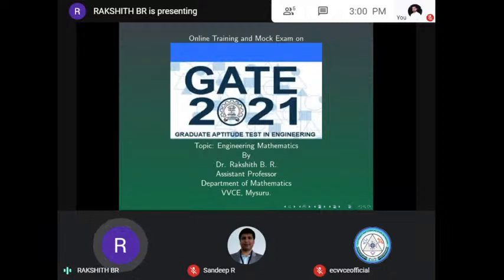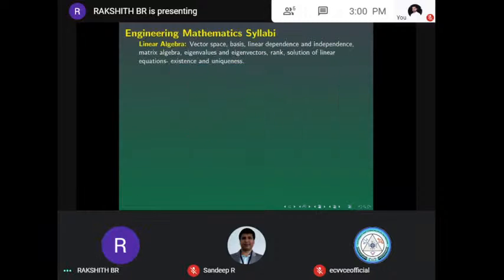So, today I'll be discussing the topics in GATE 2021. More specifically, we will be discussing engineering mathematics with respect to GATE 2021. Firstly, let me list out the syllabus that's included in your GATE 2021. Under engineering mathematics, the syllabi are as follows.